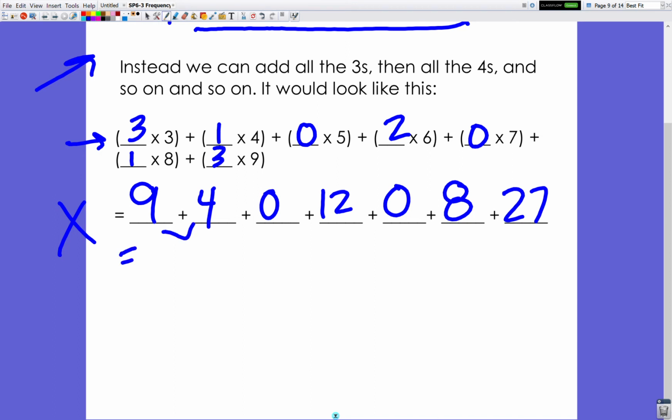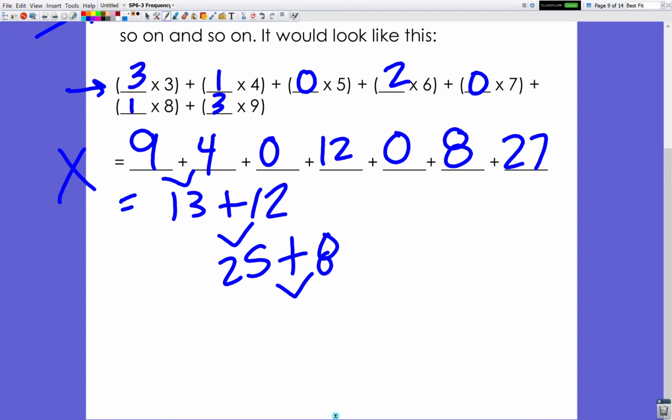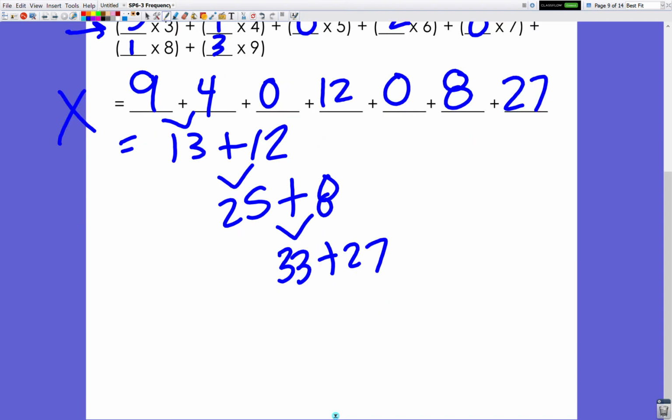So let's add up. 9 plus 4 is 13. Plus, I don't have to add the 0 because anything plus 0 is just the same number. So we'll go to 12. 13 plus 12 is 25. Plus, there's another 0, so we don't need it. We'll go to 8. 25 plus 8 is 33. Plus 27, and 33 plus 27 is 60.